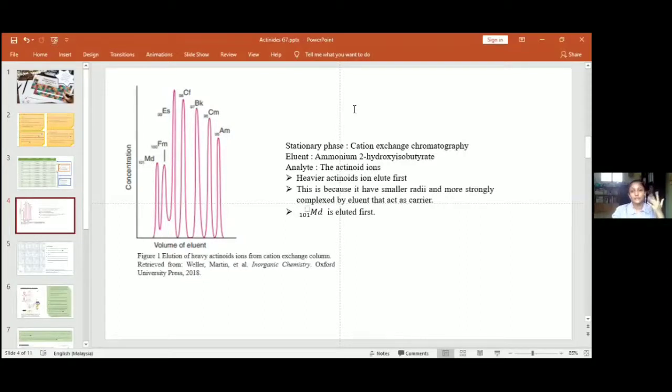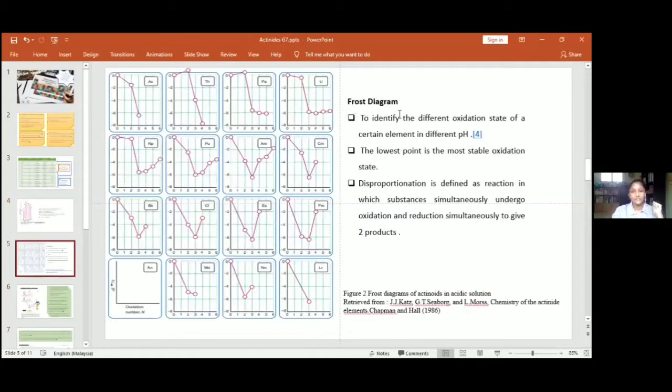So next I'll be talking about the Frost diagram. A Frost diagram is used to identify different oxidation states of an element at different pH. This one, in this table, is only for acidic pH. On the x-axis, you can see the oxidation number, and the y-axis is the free energy. The most important thing about a Frost diagram is that the lowest point shows the most stable oxidation state. So for example, for thorium, the most stable oxidation state would be +4.